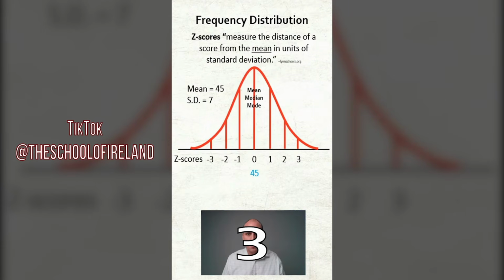Okay, so this is what you should have gotten. You're going to add 7 each time you move a z-score to the right, and you're going to subtract 7 each time you move a z-score to the left.